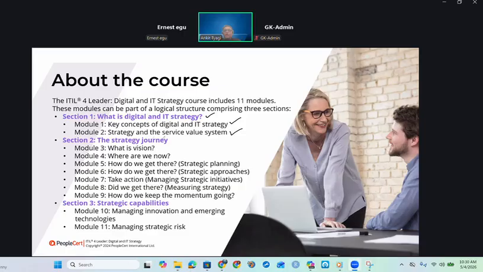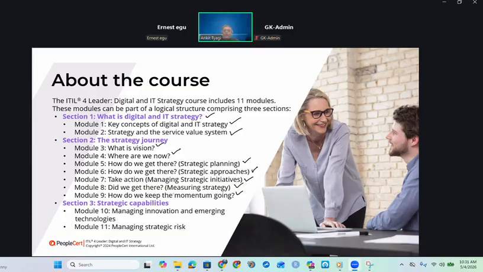Section 2 talks about the strategy journey, which works through the continual improvement model. What is the vision? Where are we now? Where do we want to be and how do we get there? Both are combined together in terms of strategic planning and strategic approaches that we're going to use. So of course, we need to create a plan and then find the right approach in order to implement that plan as well. Then we talk about take action. Did we get there? And how do we keep the momentum going? All the seven steps of the overall continual improvement model.